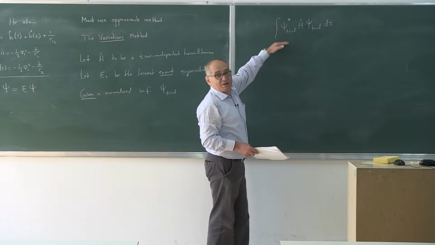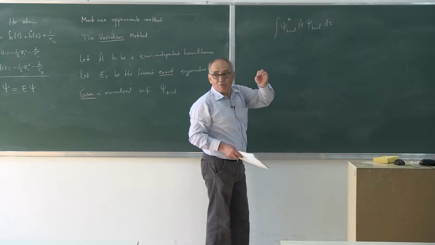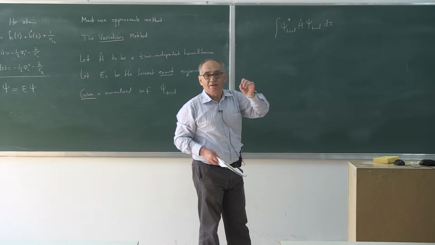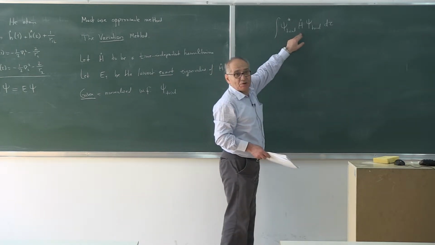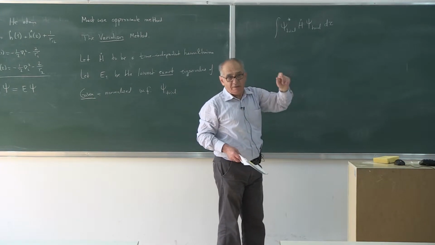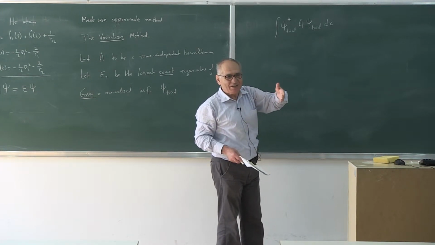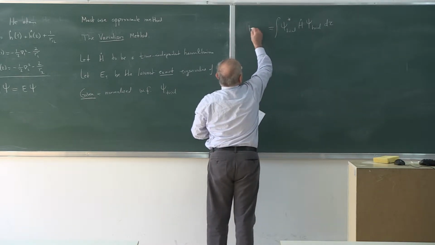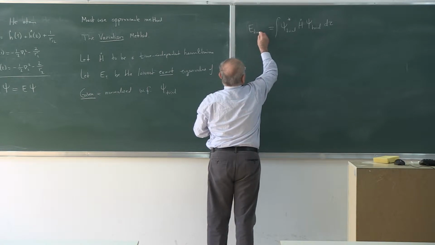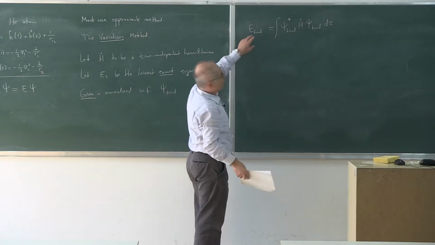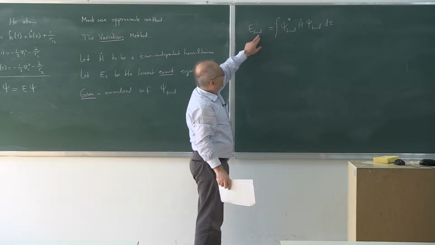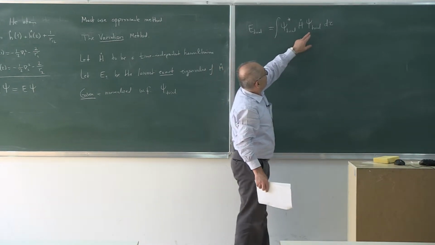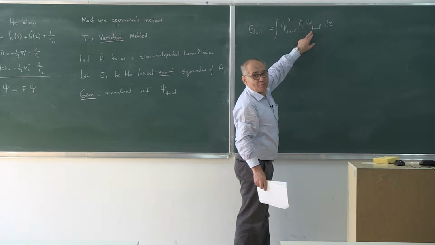The result of this expression is going to give us a number. And that number will have what kind of unit? Unit of H. What is the unit of H? Energy. Hamiltonian is kinetic plus potential energy. It is energy. So this value we call E trial. It's an energy. I attach the trial here because its value depends on which function I substitute for psi trial.